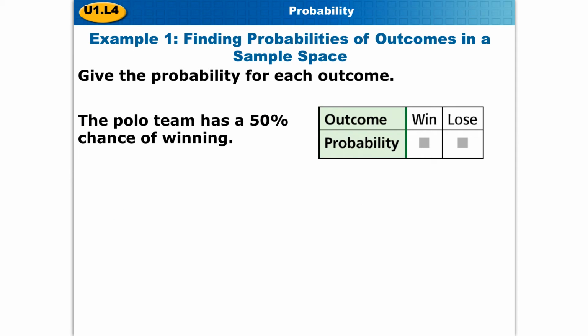The polo team has a 50% chance of winning, so that's easy enough. And what's the probability of the polo team losing? 50%. 50% chance of winning, 50% chance of losing. These percents have to add up to 100, and they do.